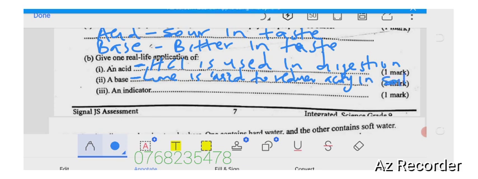It's used to reduce acidity in soil. This one is supposed to be acidity. The spelling is a little bit wrong. Lime is used to reduce acidity in the soil. We have also anti-acid tablets, which are also used to neutralize acidity in the stomach, among many more others.